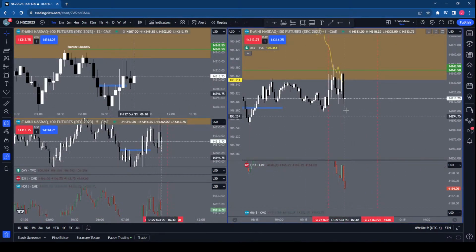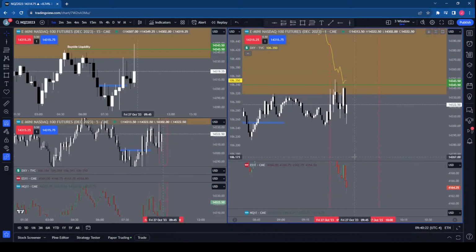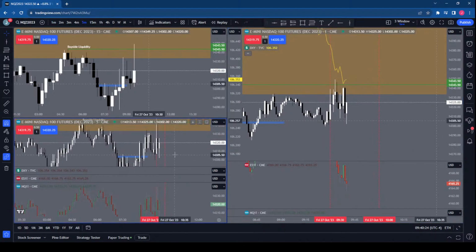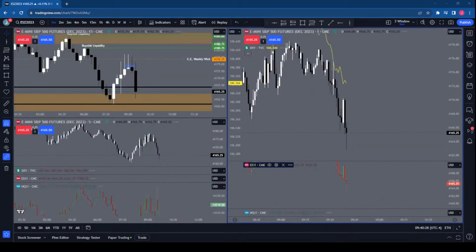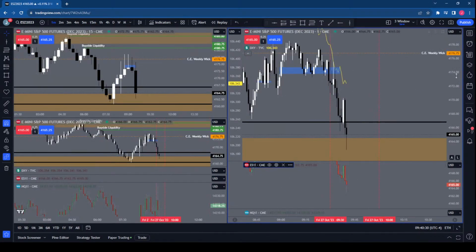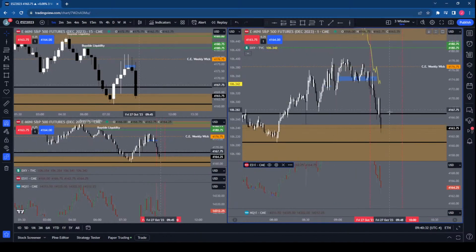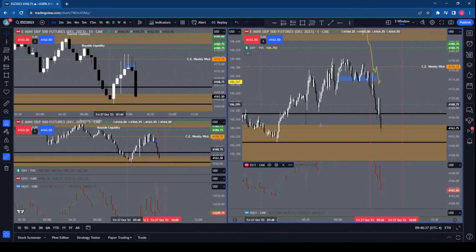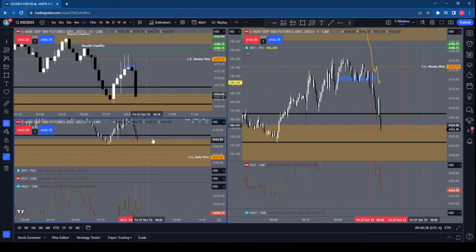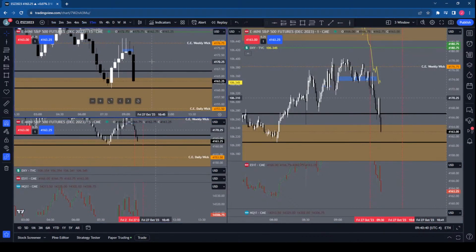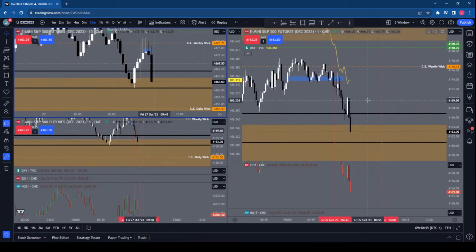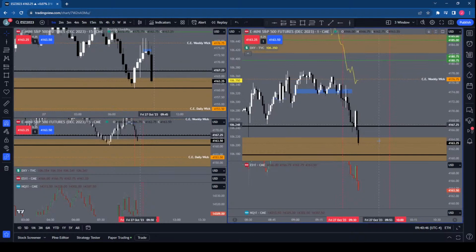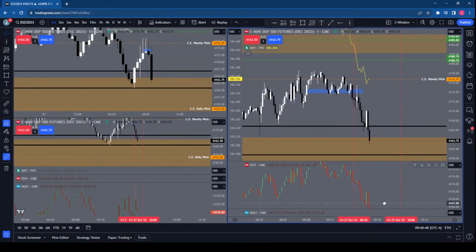NASDAQ looks like it now wants to turn over. I'm gonna go back to ES. ES has dipped back into that new day opening gap, touching our higher time frame fair value gap. This is not a pretty market open.